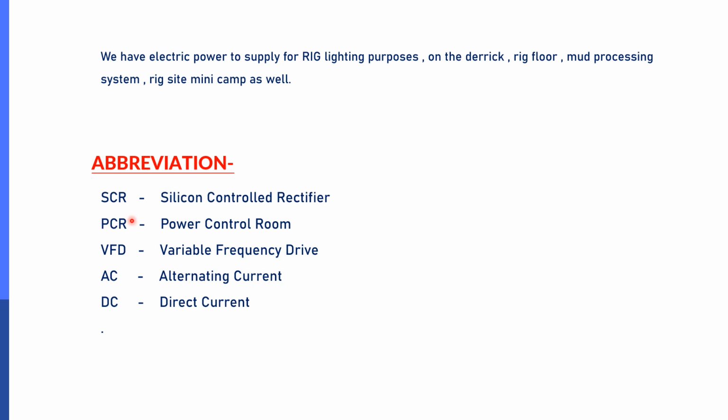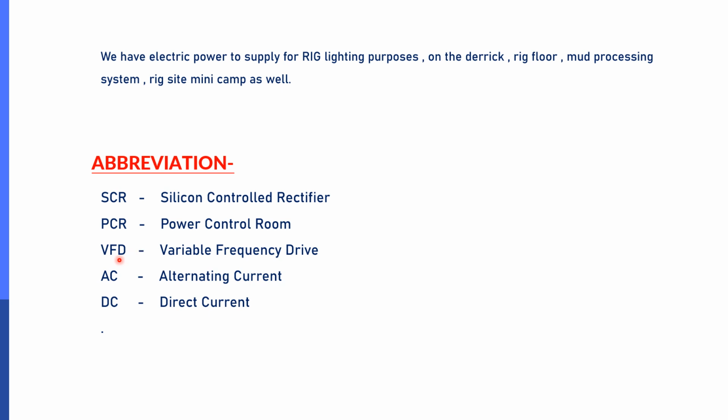Abbreviations: we have seen the full forms earlier, but here I have mentioned them separately. SCR means silicon control rectifier, PCR means power control room. Just remember that SCR and PCR are the same. Some clients say SCR and some say PCR, but the VFD is different. Why? Because the SCR or PCR uses direct current DC, and the VFD, variable frequency drive, uses AC, alternating current.